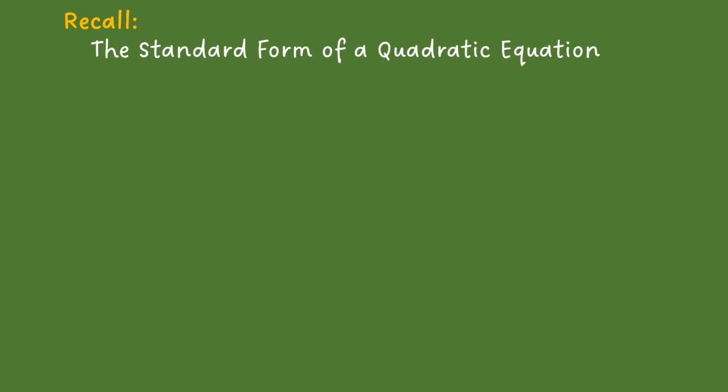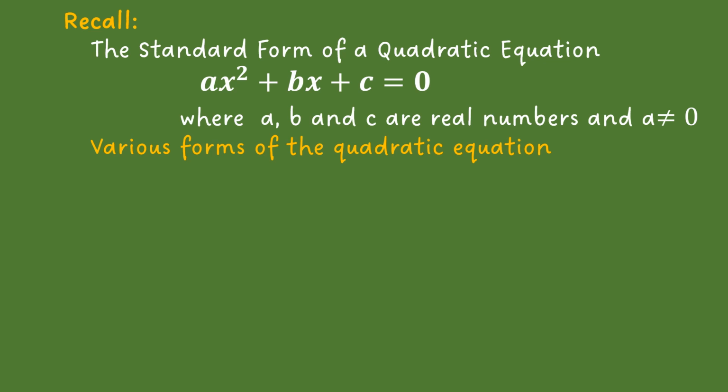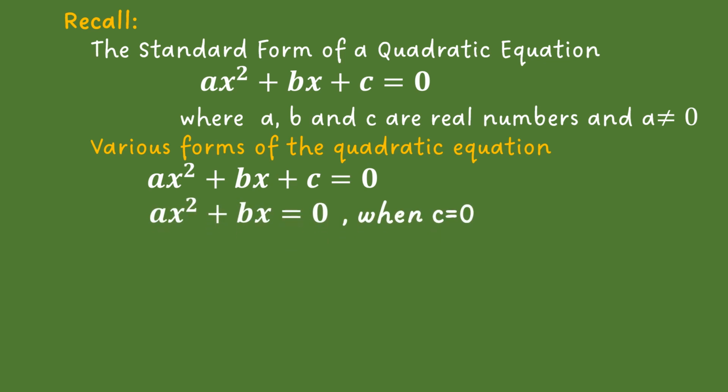Recall the standard form of a quadratic equation: ax squared plus bx plus c equal to 0, where a, b, and c are real numbers, and a should not be equal to 0. The various forms of the quadratic equation. We have the first one, which is in standard form, ax squared plus bx plus c equal to 0. The second is ax squared plus bx equal to 0 when c is equal to 0.